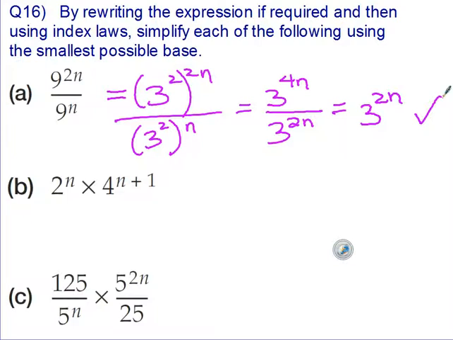Okay, now let's have a quick look at B, then I want you to have a go at it. That's the base of 2. That base is 4. But 4 can be written as 2 to the power of 2. So you can change the base there. That's the start of question B. And question C, 125 is 5 to the power of 3. So that can be written with a base 5. And 25 is 5 to the power of 2. So with question C, you can change each of those terms into a base 5.